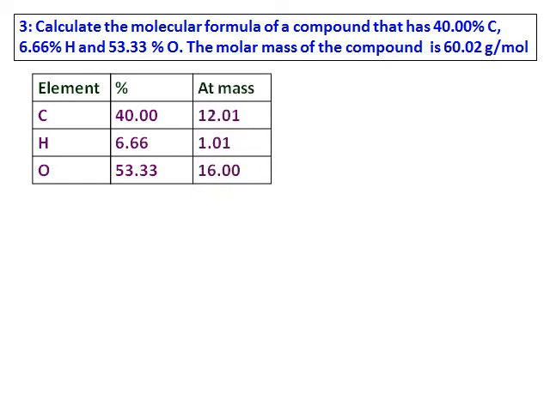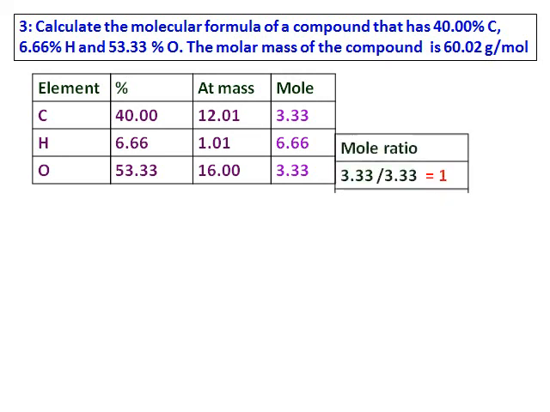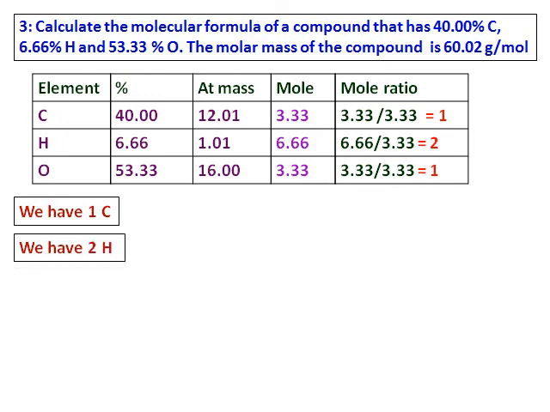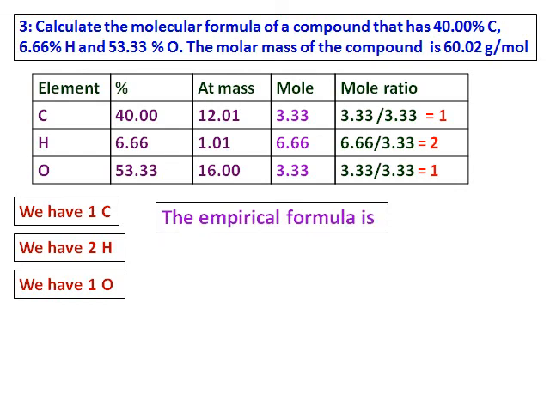So as always, first let's calculate the empirical formula. Write down the element, its percentage, the atomic mass, then calculate the number of moles and then calculate the mole ratios. When I calculate the mole ratios, I get 1 carbon, the number of hydrogens is 2 and the number of oxygen is 1. So the empirical formula will be CH2O, putting all the carbon, hydrogen and the oxygen together.